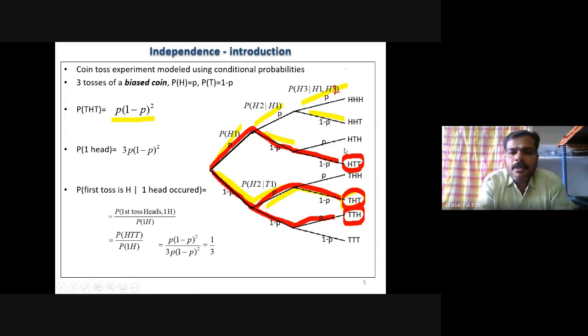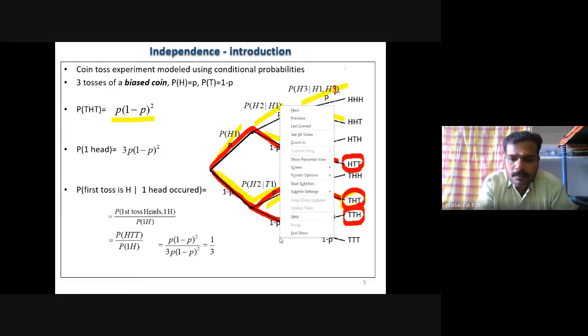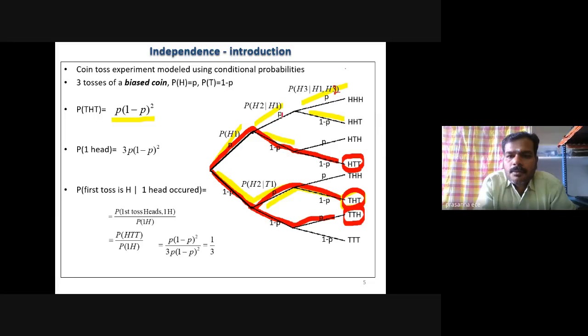This is a particular example where the probabilities of the subsequent branches are not different. If you see, P of H2 given H1 and P of H2 given T1, it doesn't change. Here the probability is P, and here also the probability is P. Similarly, P of T2 given H1 and P of T2 given T1, these branches also don't change.